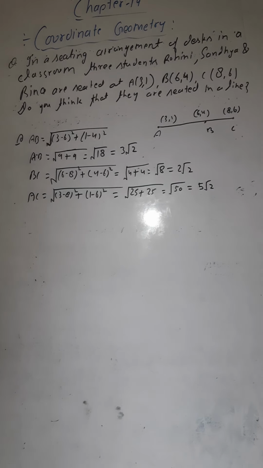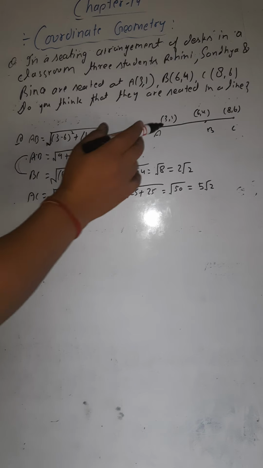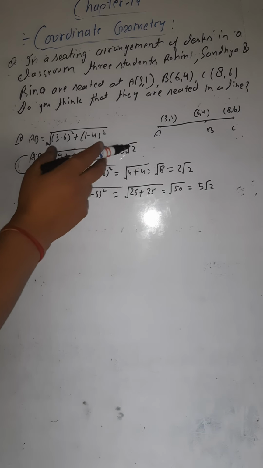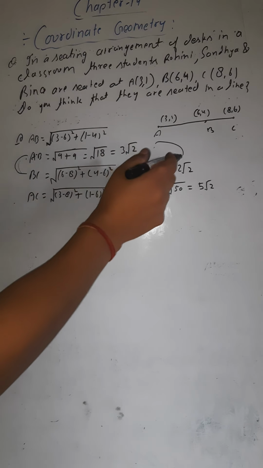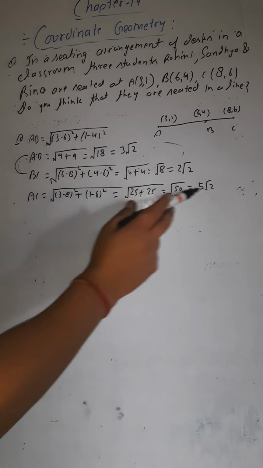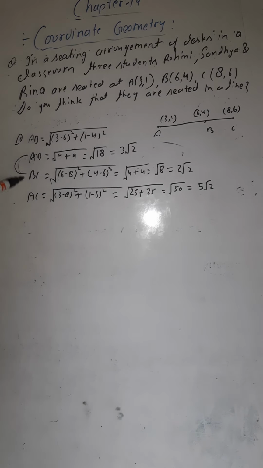Now you can see, if you add AB and BC, how much is it coming? 3 under root 2 plus 2 under root 2. It would be how much? 3 plus 2, 5 under root 2. So after adding AB plus BC, it is coming out to be 5 under root 2, and AC is also 5 under root 2. Hence, you can say AB plus BC is equal to AC.